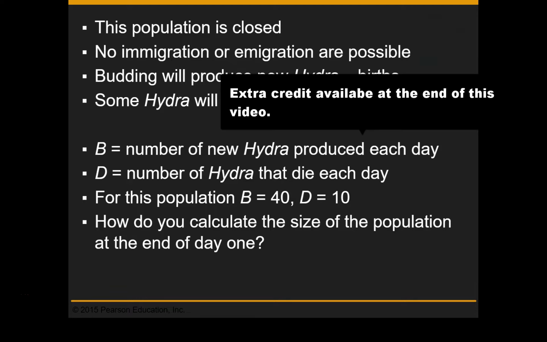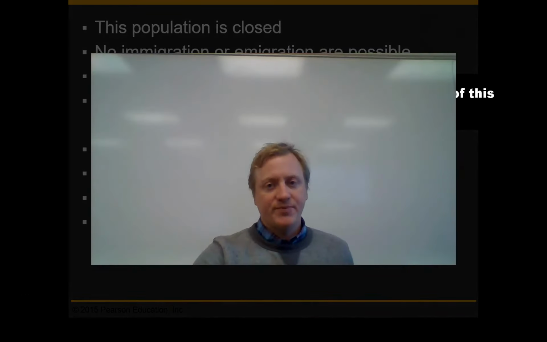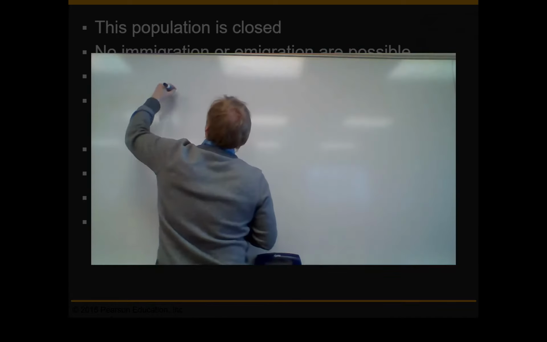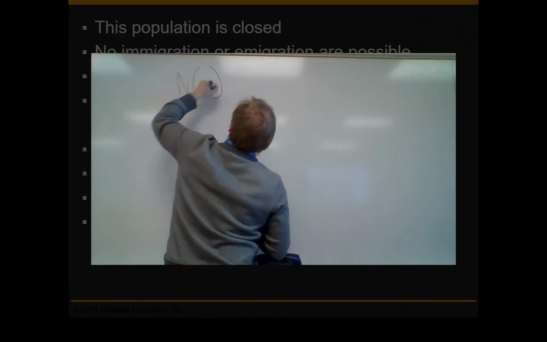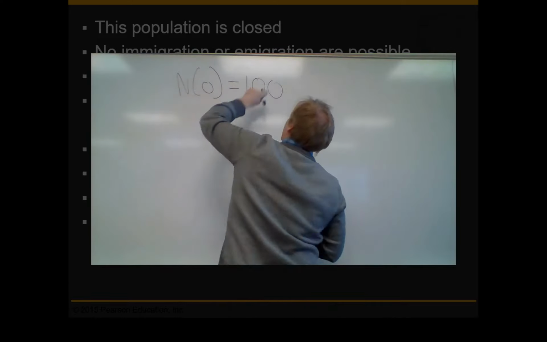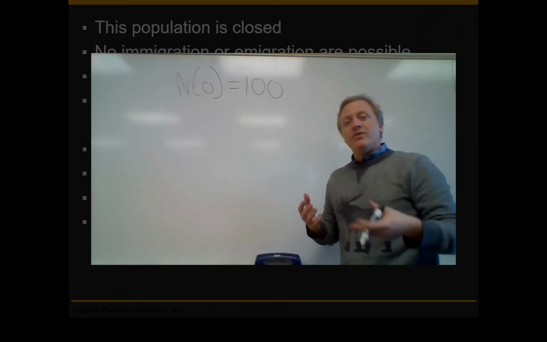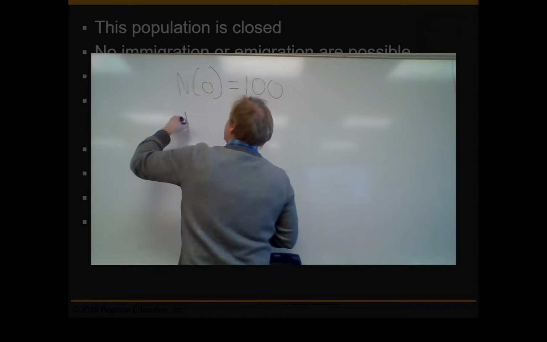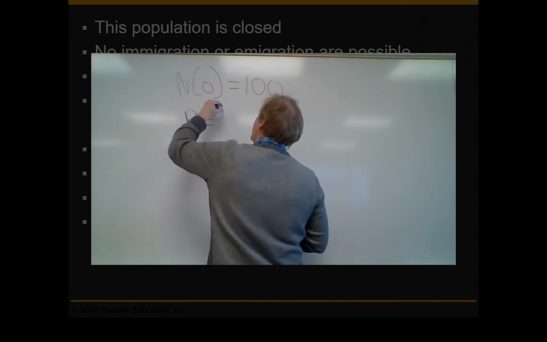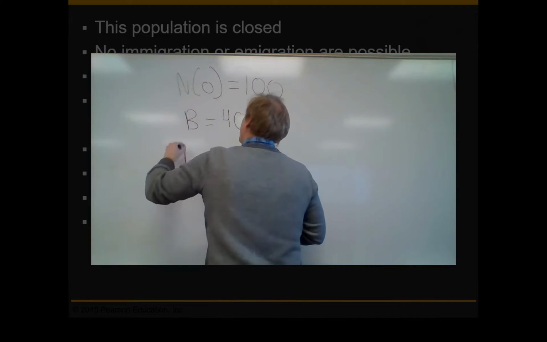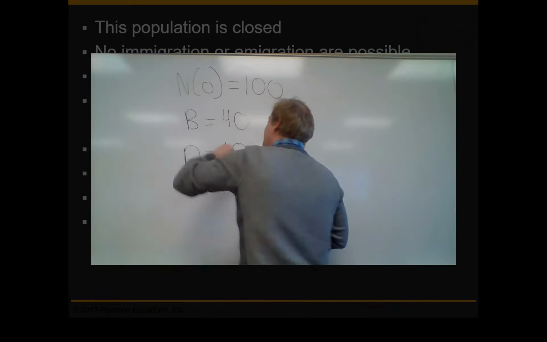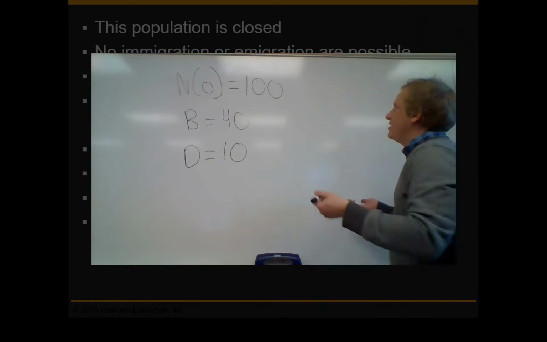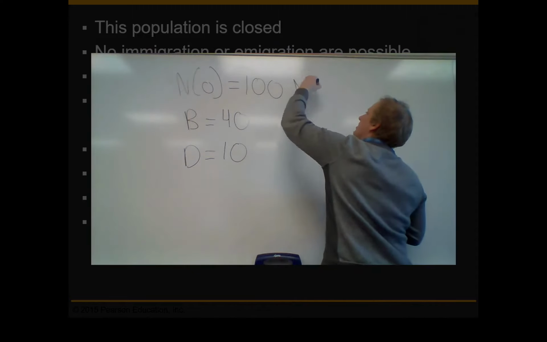So how do we calculate our population size? Let's switch over to this. How are we going to calculate our population size? So N of 0, written nice and big for you guys, is equal to 100 organisms. That's how many organisms we start out with the first day that we're looking at these guys. The number of organisms born is going to be equal to 40, and the number of organisms that die is going to be equal to 10. Right? So how do we figure out how many organisms are around after 1 day? So N of 1.